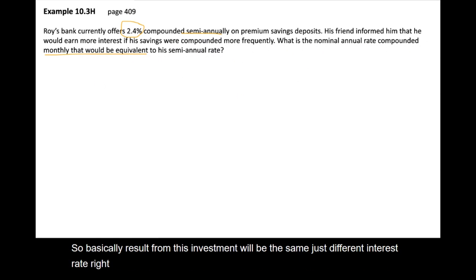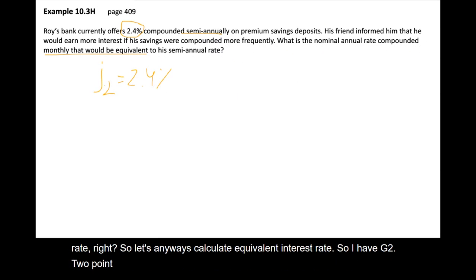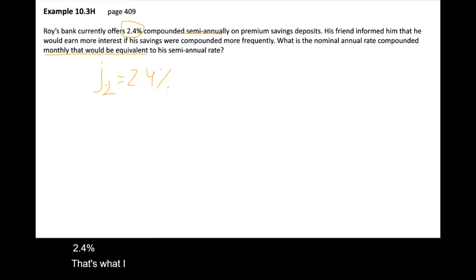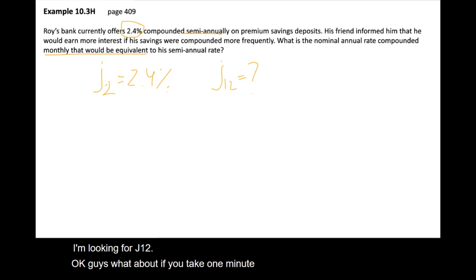So let's calculate the equivalent interest rate. I have J2, 2.4%. That's what I know. I'm looking for J12. Okay, guys, take 1 minute and find it. Do it.